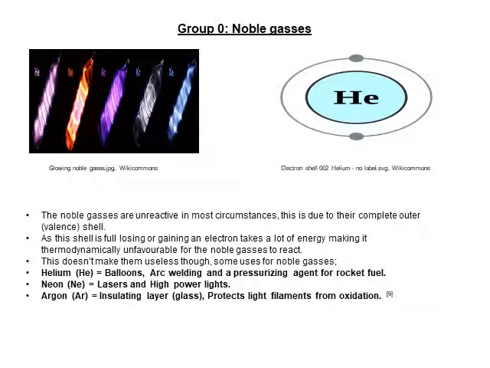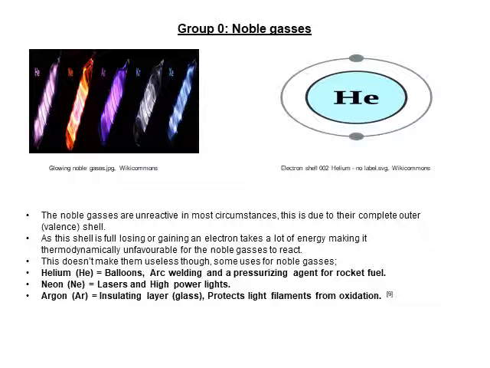Noble gases. Noble gases are unreactive in most circumstances. This is due to their complete outer shell. The valence shell is full. They either have 2 or 8 in their outer shell. They don't want to lose one, don't want to gain one. It's thermodynamically unfeasible for them to do so; it would cost more energy for them to lose or gain an electron than it is for them just to be what they are and just float about.